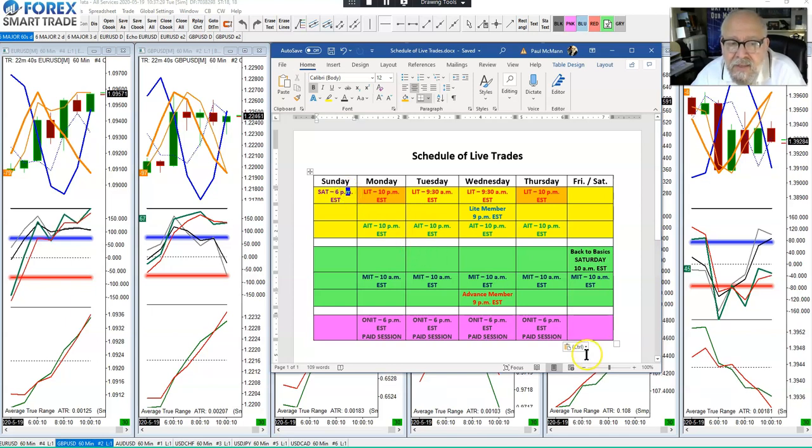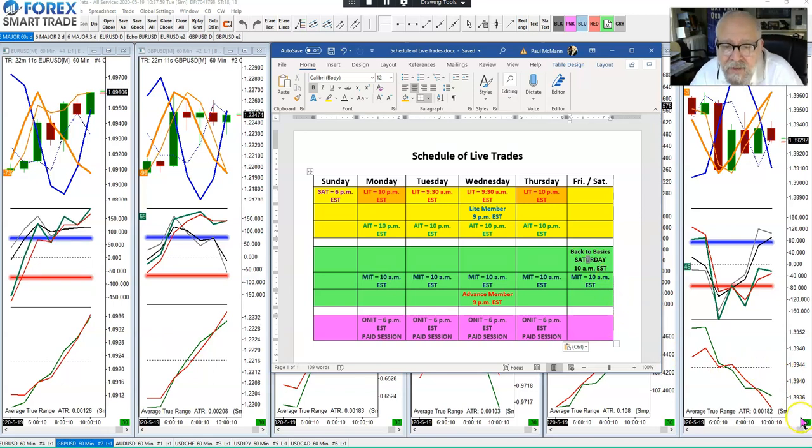Sunday at 6 p.m. is the Sunday afternoon trade. So go to as many of these as possible. Once you get into coaching, in addition to these sessions, you'll have access to the MIT, which is a trade that's done in the morning, the impact trade. You get access to additional training on Saturday with Back to the Basics. And on Wednesday night, instead of a light training session, there's an advanced training session.